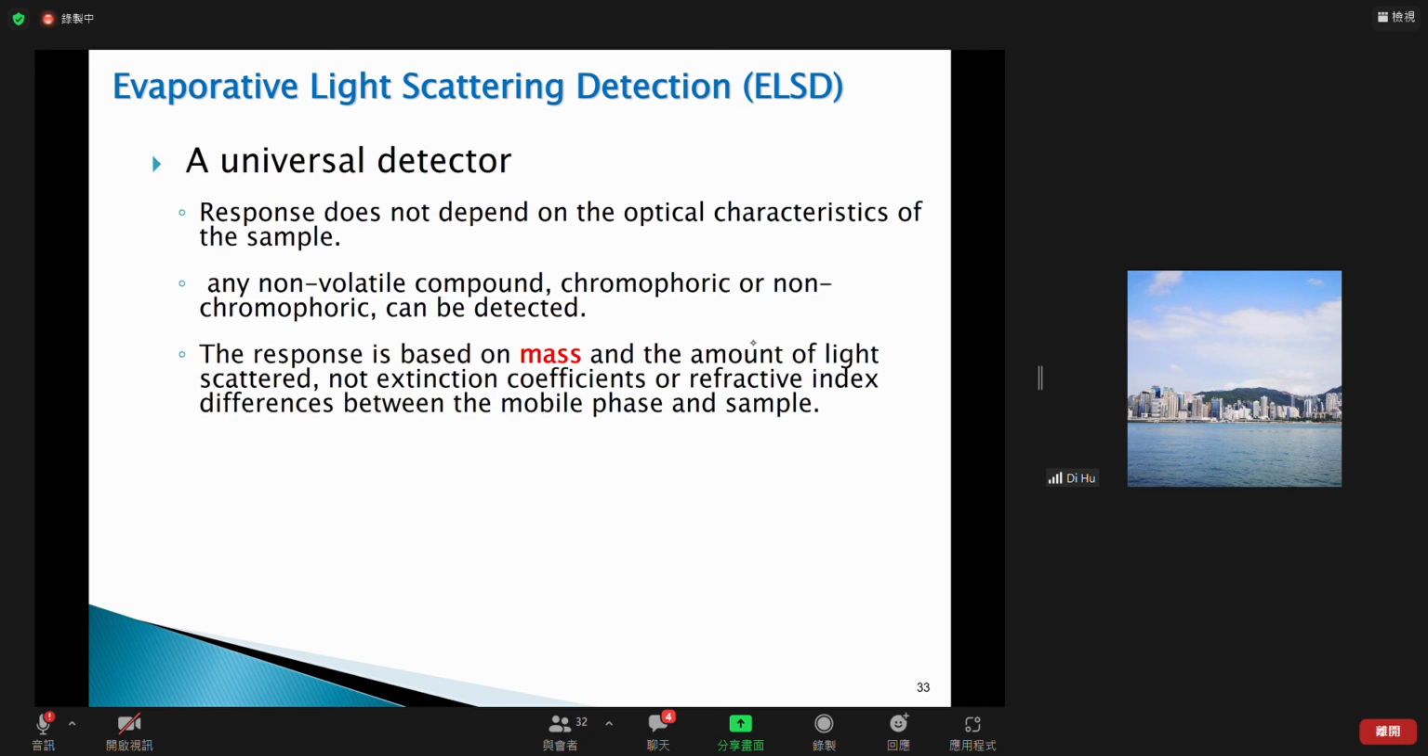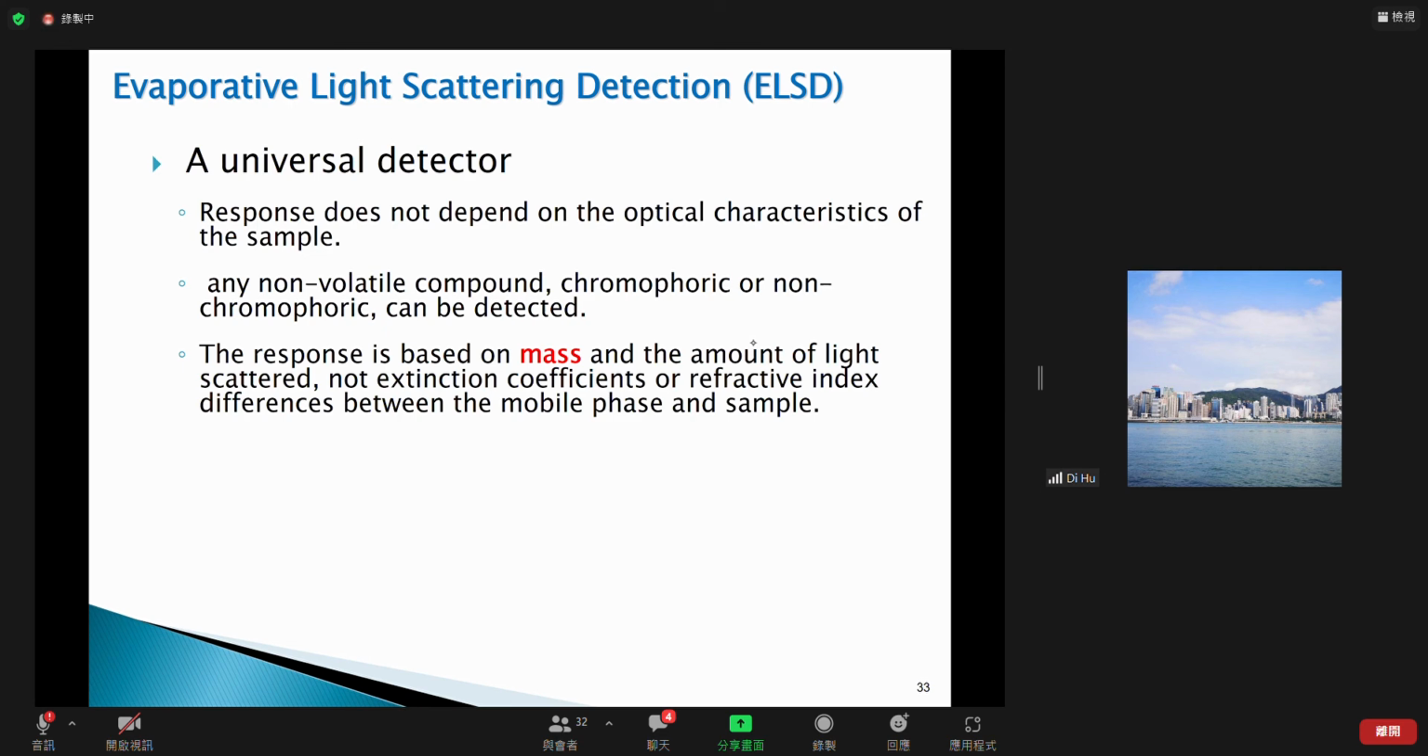So another one, like we mentioned earlier, is the evaporative light scattering detector. It's also a universal detector because it corresponds to the property of the whole mobile phase, including the sample, right? Its response does not depend on optical characteristics, although it is light scattering. It does not require any chromophore; it does not need to absorb light. It scatters the light. So any non-volatile compound, whether chromophoric or non-chromophoric, can be detected.